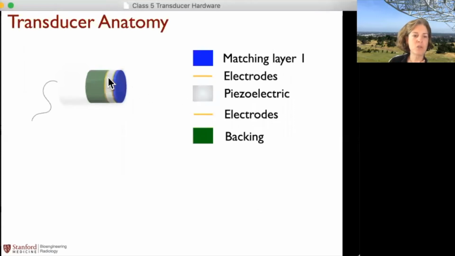So the transducer is shown in here in sort of the silver color. The electrodes are on the front and the back face there so that we can set up that voltage change. And then there's going to be a matching layer up front. And on the back, there's going to be a backing material.